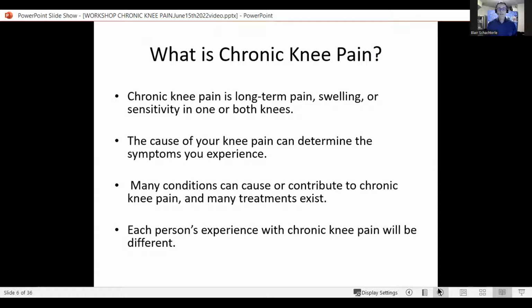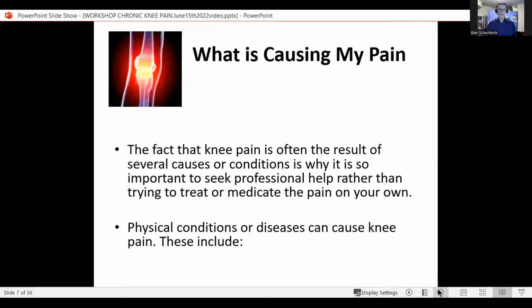And it's determined by what you're experiencing quite often. Many conditions can contribute to that, and there are many treatments that exist. That's why it's important to come and see a physiotherapist to get a diagnosis first of all, and then set up a treatment plan that's going to fix your type of knee pain, because there are different types of knee pain. Each person's experience with chronic knee pain can be very different.